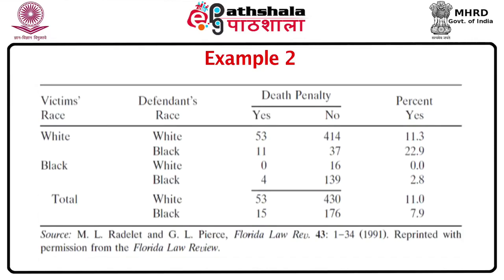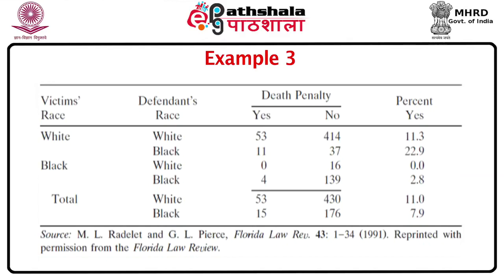Let us move on to a different example, which illustrates a slightly more complex collection of data. So in technical terms, this is a 2x2x2 table. The three factors which we look at here are whether or not the death penalty has been awarded in a particular murder, whether or not the victim of that murder was white or black, and whether or not the accused or the defendant was white or black.